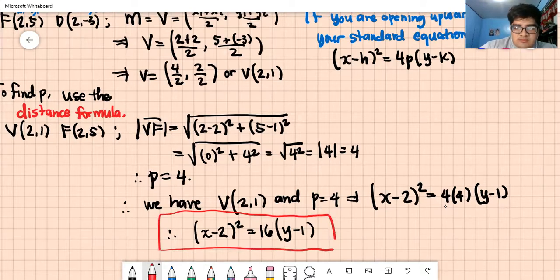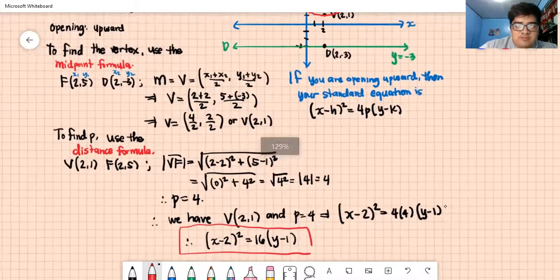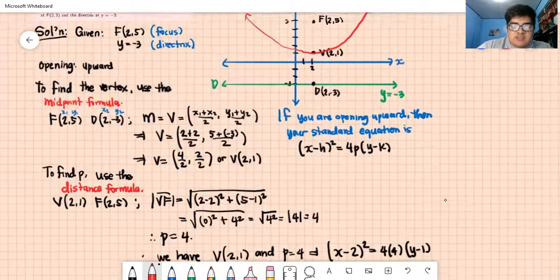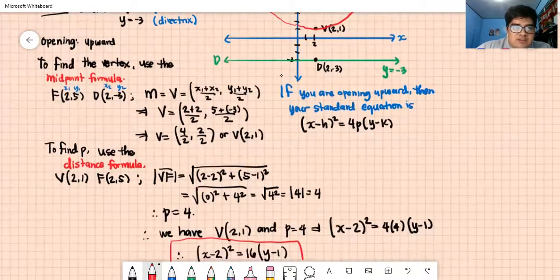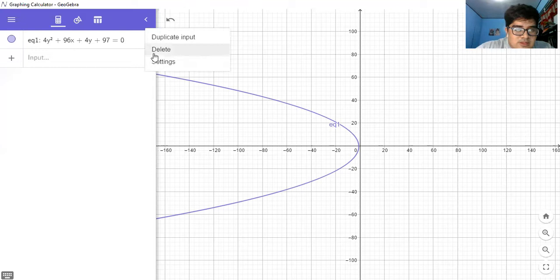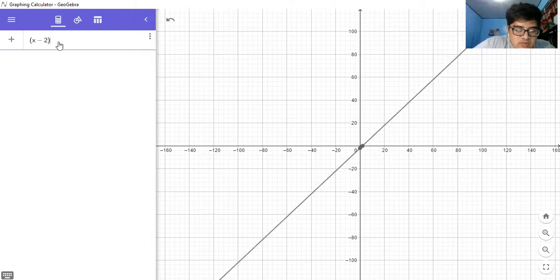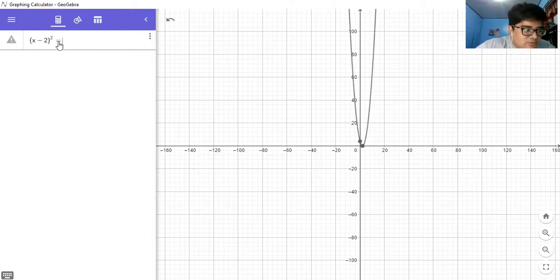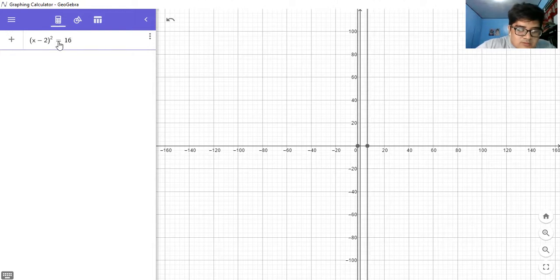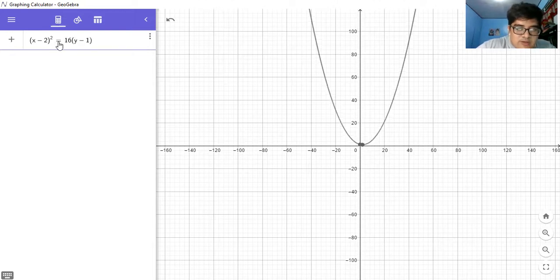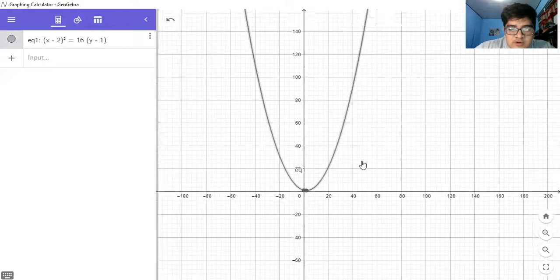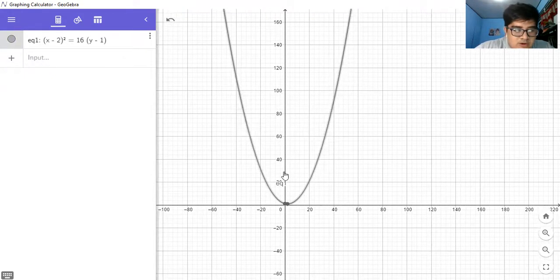Now, let's graph it using GeoGebra. Ayan, kasi rough sketch yun nasa taas. Ayan, let's graph it using GeoGebra. Okay, now where's GeoGebra? Ito. And let's delete this right over here. So ano siya? Ano equation niya? X minus 2 quantity squared is equal to 16 y minus 1. Ayan. So you are indeed opening to the upwards.